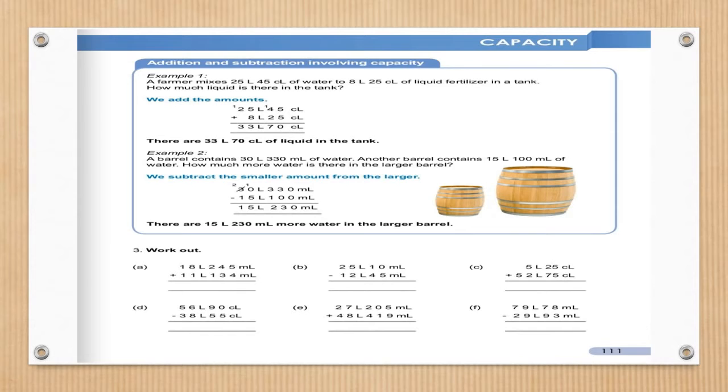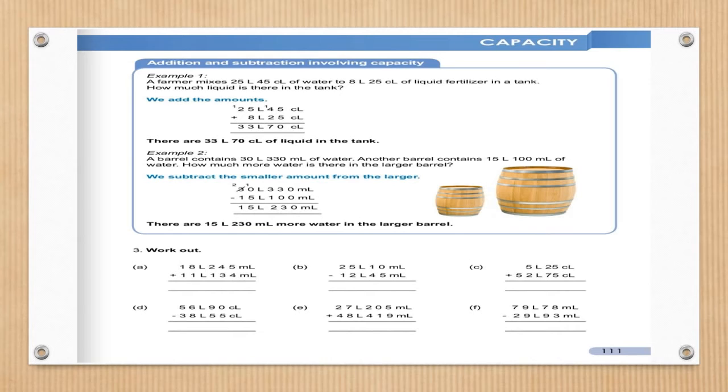So what you have to do, you have to subtract the smaller amount from the larger. The larger amount here is 30 liters 330 ml. The smaller amount is 15 liters 100 ml. So we'll have to subtract. Here it's very simple, the subtraction, borrowing, and then you're going to subtract. So the answer is 15 liters 230 ml of water, more water in the larger barrel. So here it is, some examples given to you.